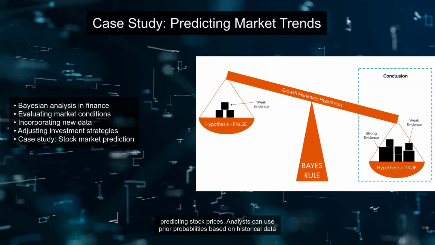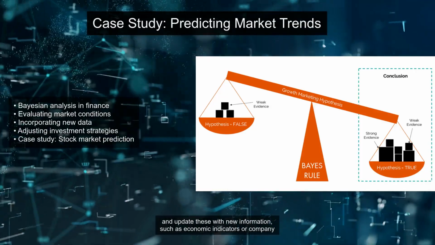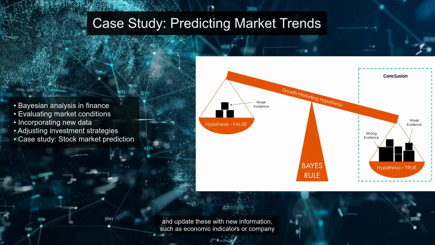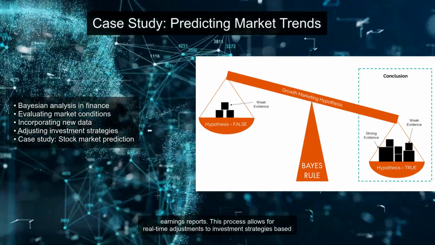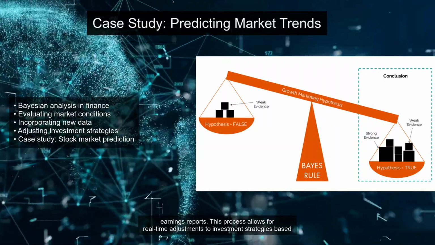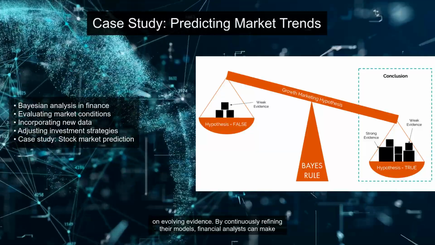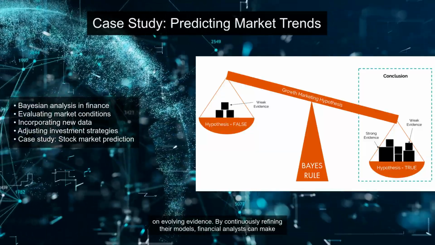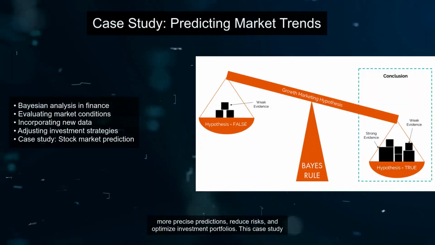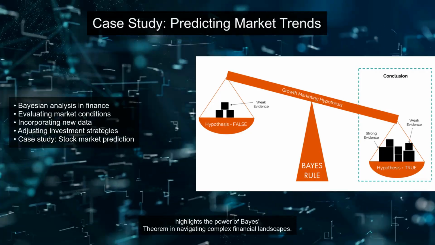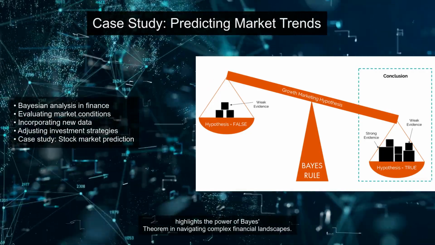Analysts can use prior probabilities based on historical data and update these with new information, such as economic indicators or company earnings reports. This process allows for real-time adjustments to investment strategies based on evolving evidence. By continuously refining their models, financial analysts can make more precise predictions, reduce risks, and optimize investment portfolios. This case study highlights the power of Bayes' theorem in navigating complex financial landscapes.